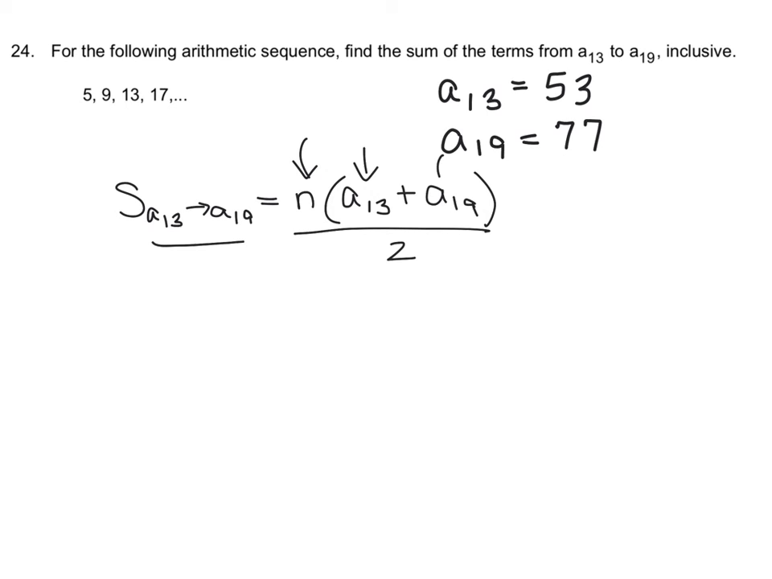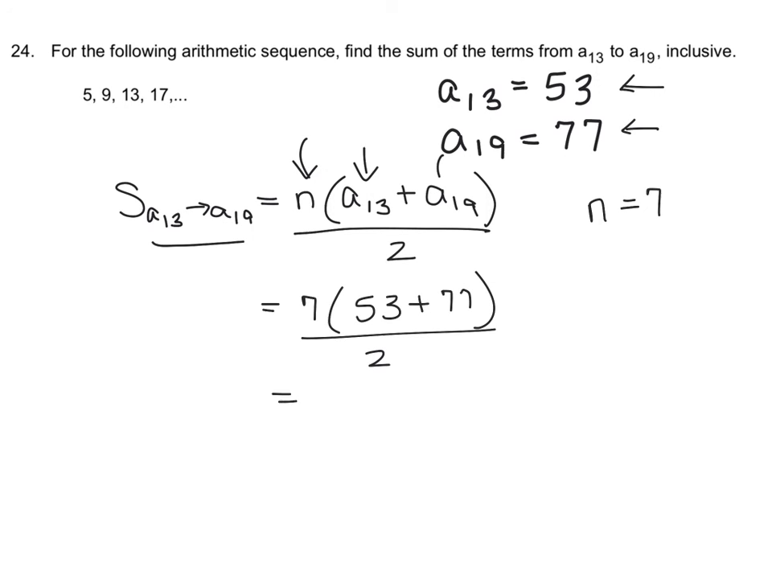All right, so N equals 7, and then we already found that A13, or the 13th term in the sequence, is 53, and then A19 is 77. We'll just plug those numbers into the formula. I have 7 times 53 plus 77, all divided by 2. First, we'll add the numbers in parentheses. 53 plus 77 is 130.